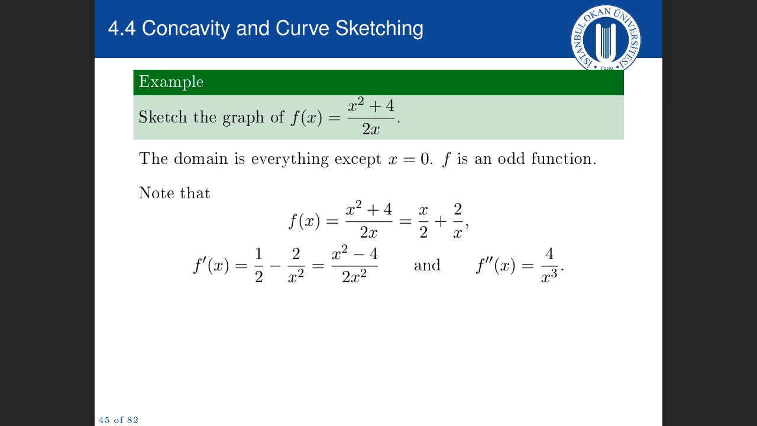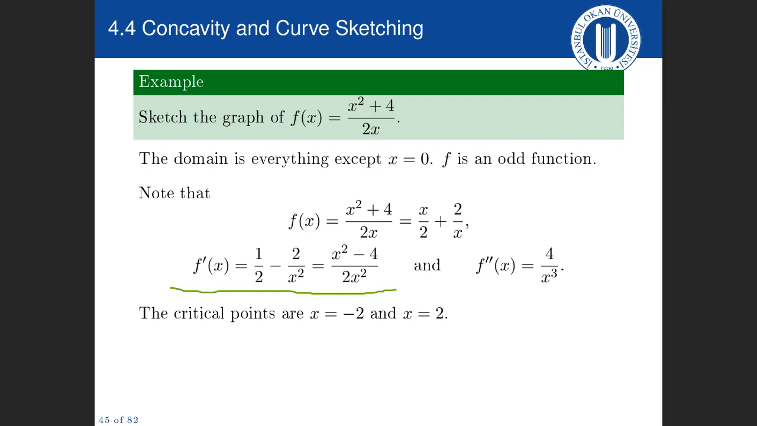Now, we need to differentiate this 2 times. First derivative is x squared minus 4 over 2x squared, and the second derivative is 4 over x cubed. Looking at the first derivative, we are looking for the points where f prime does not exist or f prime is equal to 0 inside the domain of f.